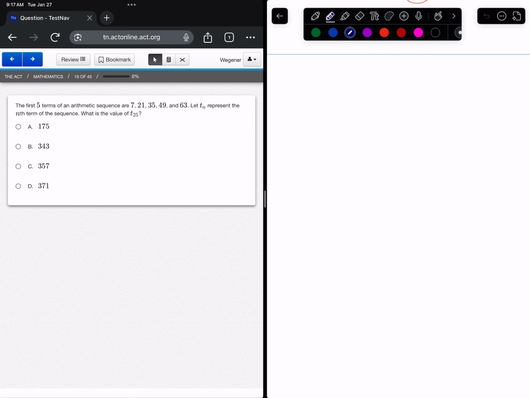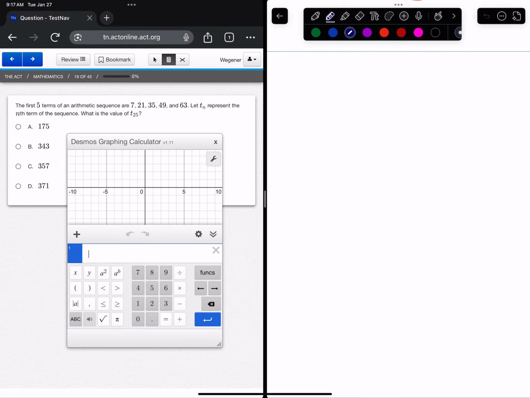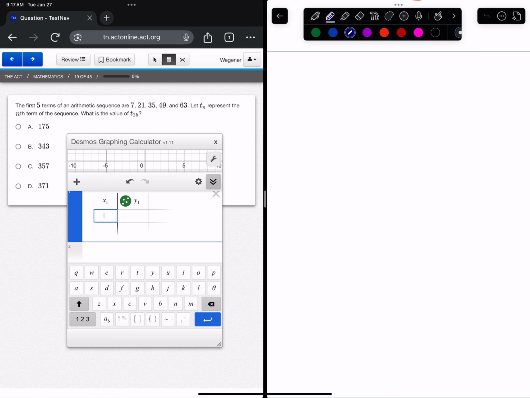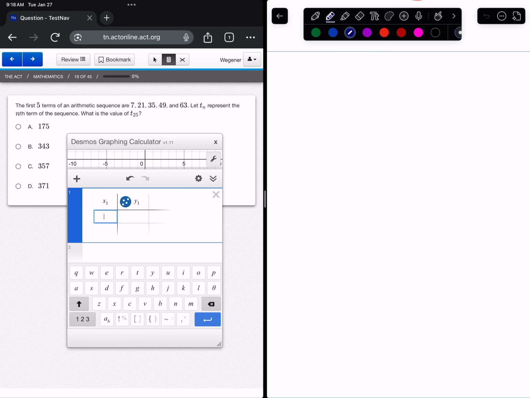Okay, so here we're just given a sequence. And so we're just gonna use the calculator just to make our life a little easier. On the calculator, you can go ahead and make tables. So my suggestion is go ahead and plug in the numbers that are given to you. So I just put in table and it automatically gives me a table. The other way you can get a table is by pressing this plus button and then just pressing table, and it will give you a table.